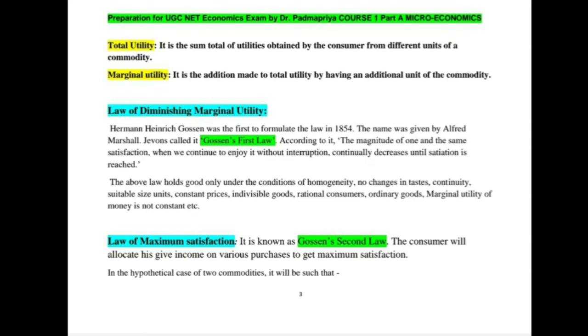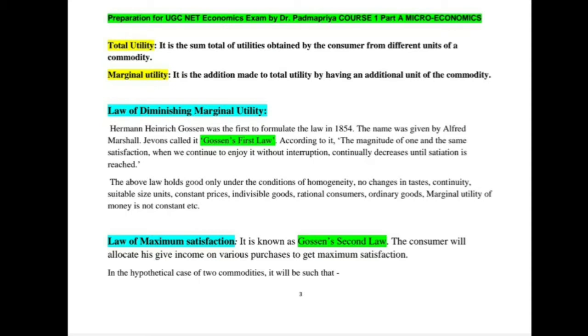Now let us come to the concept of the law of diminishing marginal utility. According to the law of diminishing marginal utility, which is also known as Gossen's first law, the magnitude of one and the same satisfaction when we continue to enjoy it without interruption continually decreases until satiation is reached. Let us take the example of a person who is thirsty. The first tumbler of water will give him a certain level of satisfaction, and as he goes on drinking more and more tumblers of water, the utility given by the additional units of water will be less and less.